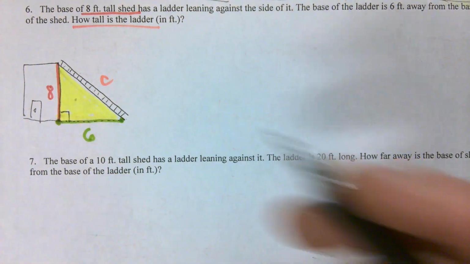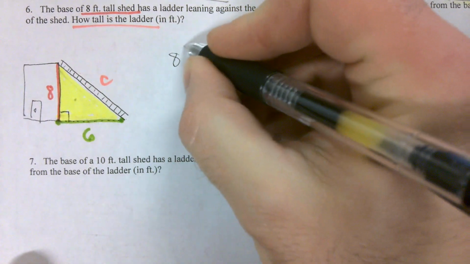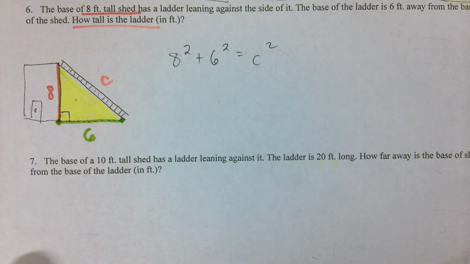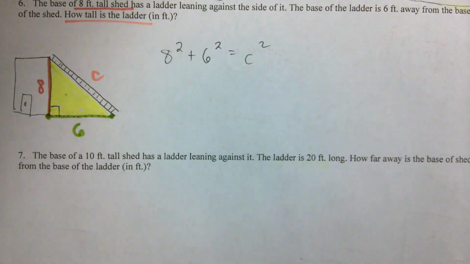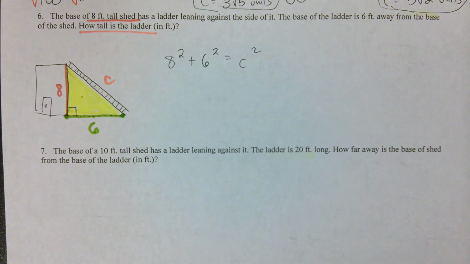My legs are 8 and 6. I can set those up. 8 squared plus 6 squared equals C squared. And I'll let you solve that one out. With number 7, you're doing the same diagram, but you're given different information, which changes what you're plugging into your equation.